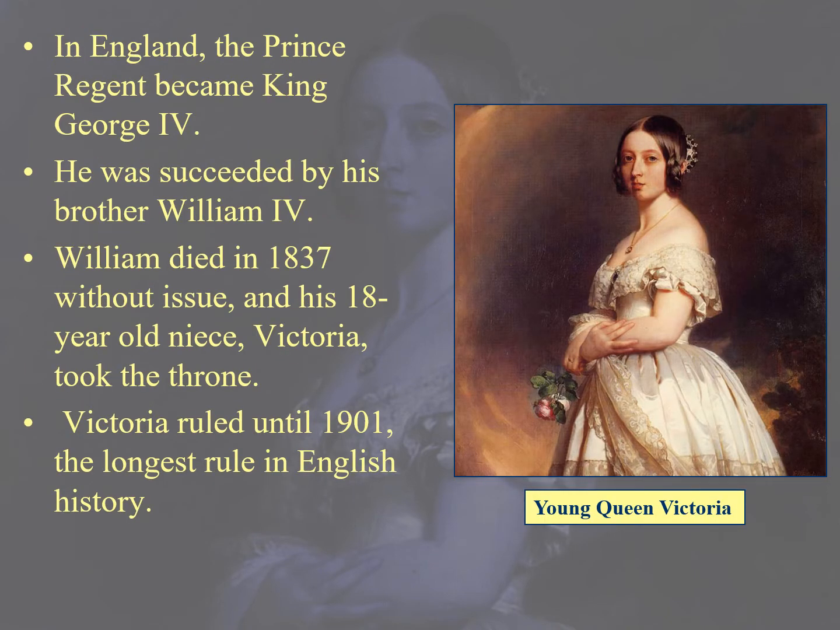England, the Prince Regent becomes King George IV. He died, succeeded by his brother William IV. He died in 1837 without issue, so his niece, Victoria, took the throne. Ruled until 1901, the longest rule in English history when I first wrote this lecture. That is no longer the case. Queen Elizabeth II is now the longest ruler in English history. I'll fix this someday.